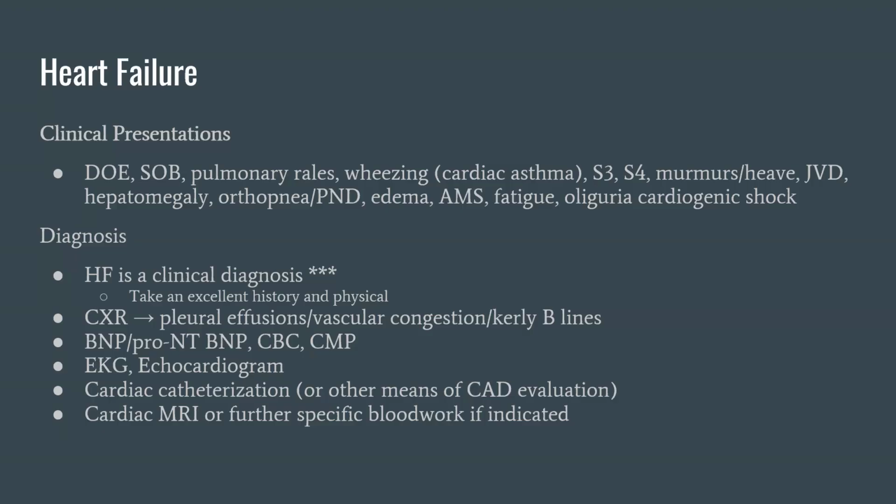Or they may have like a 5-pound weight gain or a 10-pound weight gain in 2 weeks, or other peripheral signs of heart failure on exam. They could have an S3, S4. They might have murmurs and heaves, JVD, hepatomegaly, orthopnea, PND, edema, AMS, fatigue. They may have decreased urine output because of something called cardiorenal syndrome.